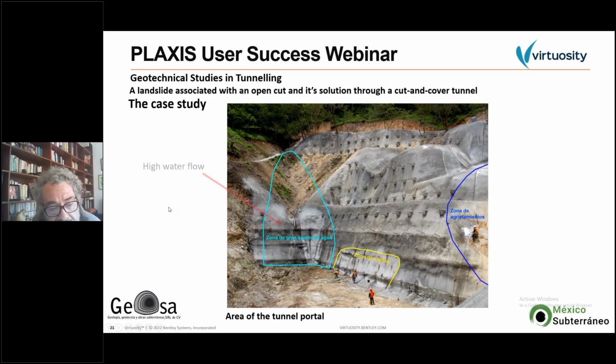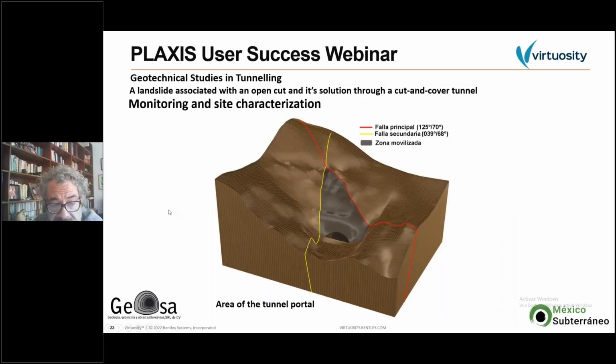And here we can see this zone with a high water flow that was causing problems too. Also here this zone where local collapses were happening, and this other zone of cracking. And so then we started with the monitoring and the characterization of the site.